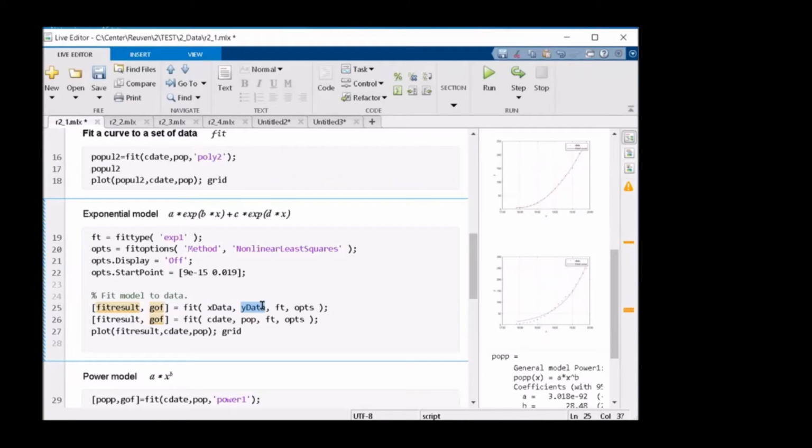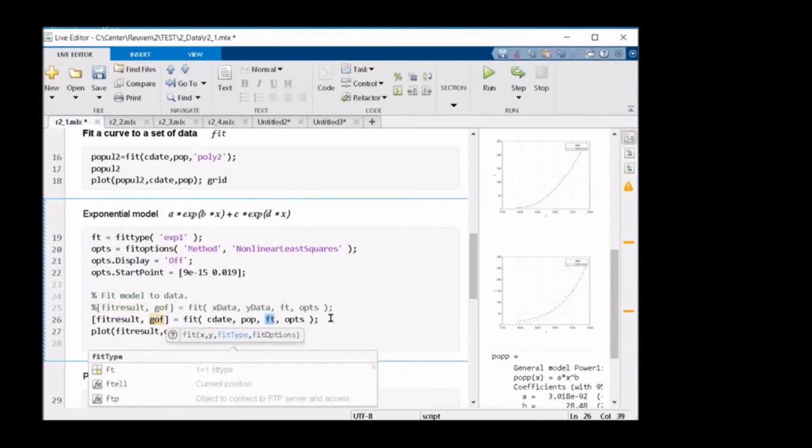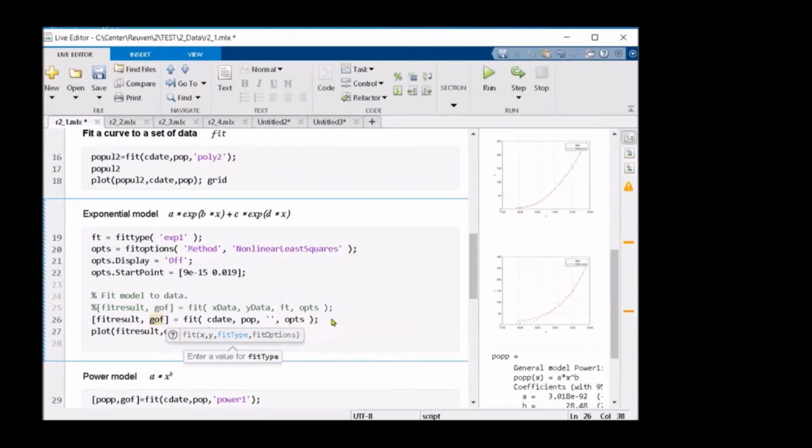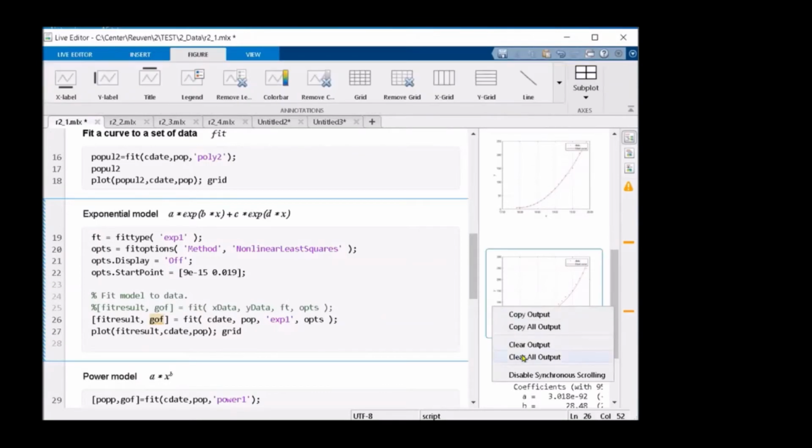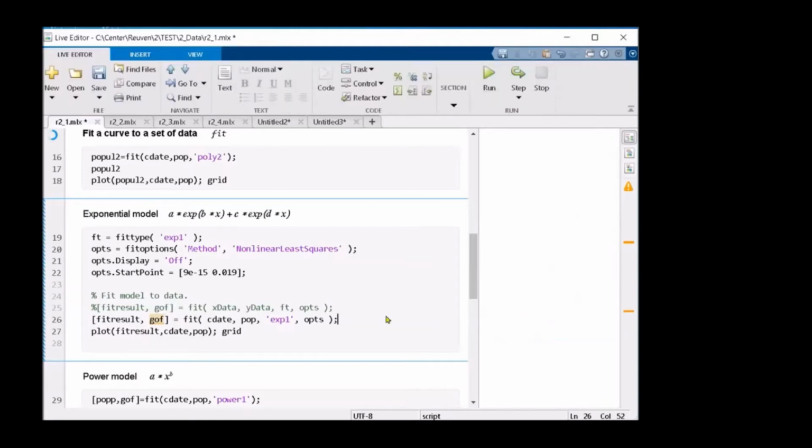Now we have everything for fitting, and let's do it. We cannot use X data and Y data because the toolbox already has them as values, but we should use our real data. This is why we use our argument cdate and our function population. We can also do it without this method. Let me show you, we can just put here the name itself, exponential 1. It's the same, and options. And now plotting this result. Let me clean everything and see if it works.